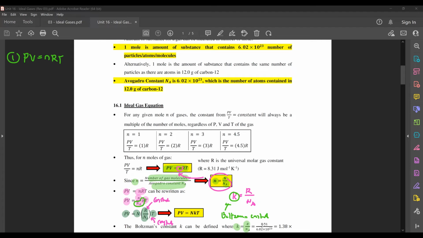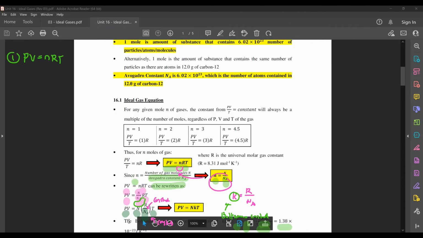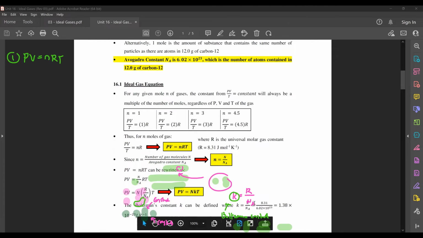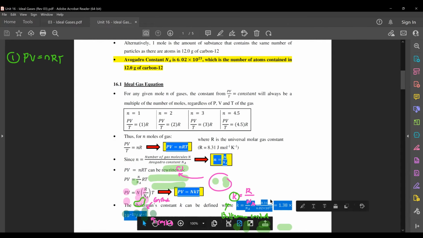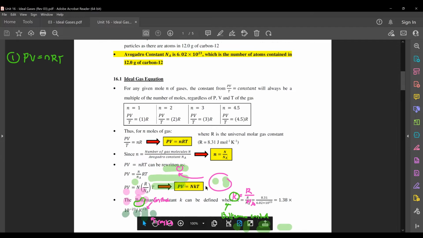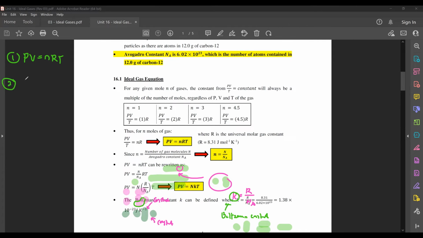It's the ratio of your molar gas constant to your Avogadro constant, giving you this value that you see in your notes. This is a value that you can actually get from your exam paper also. You don't need to memorize this value. So you need to know that there's another second equation, PV equals NkT. And for this one, the derivation is required. You need to know a bit of how it is derived. It's derived from the first equation in the first place.